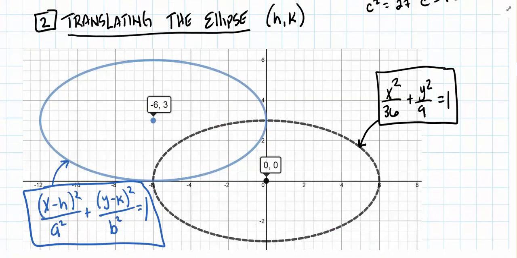Okay, here's box number 2. What we want to do now is, once we have an understanding of all the parts of the ellipse for up and down or for left and right, we're going to start moving them around, or translating the ellipse around. So here's what I have for you. I have two ellipses that we're looking at.